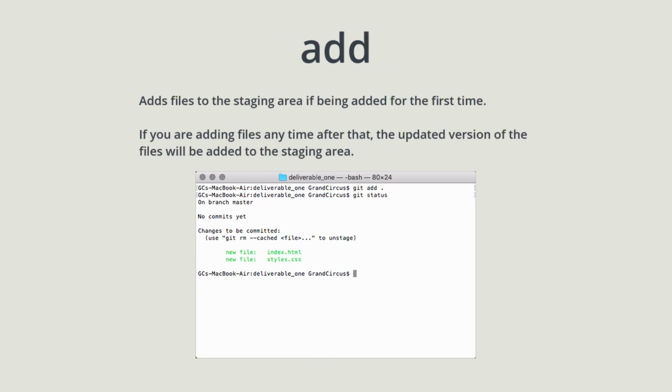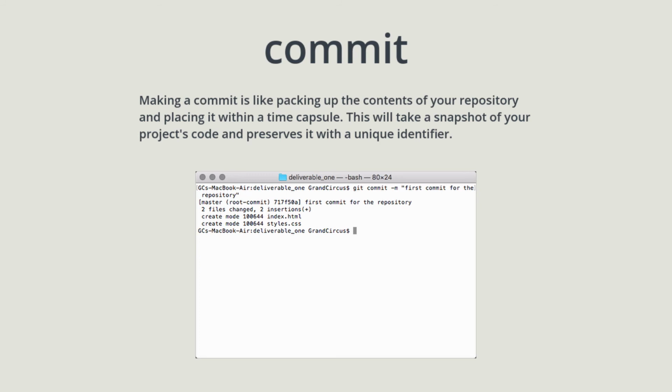The third term is going to be add. When you add a file, you are adding it to the staging area. The first time you add a file, Git's going to start keeping track of it, tracking any changes that you ever make to this file. If you ever make a change to that file, Git's going to require you to add that file back into the staging area. The fourth term is going to be commit.